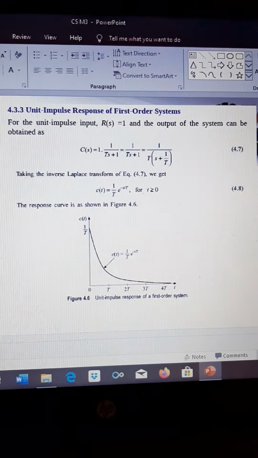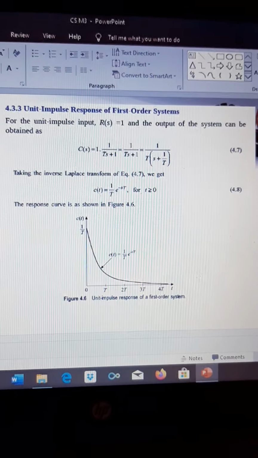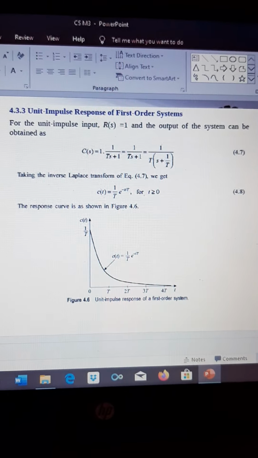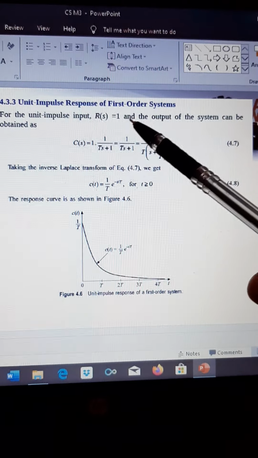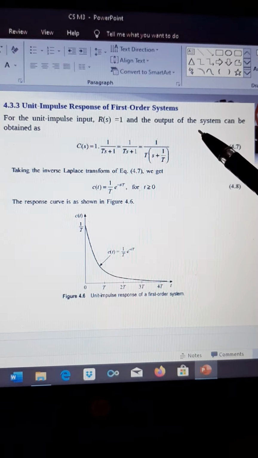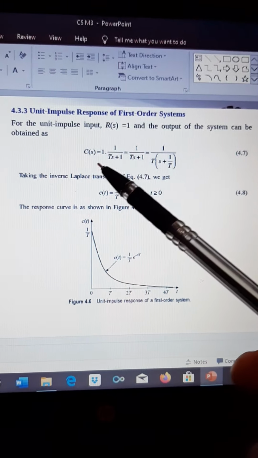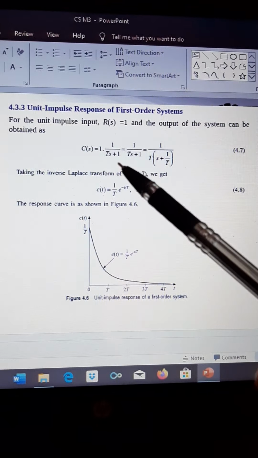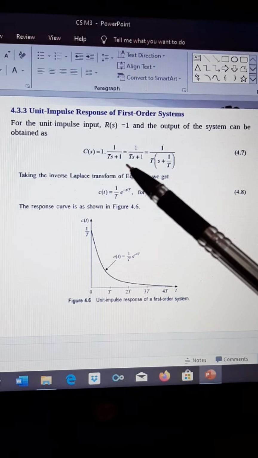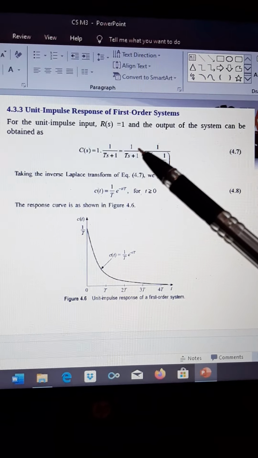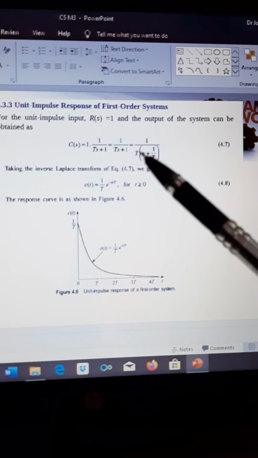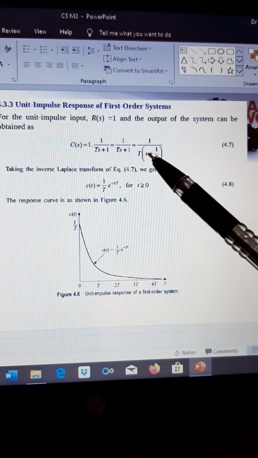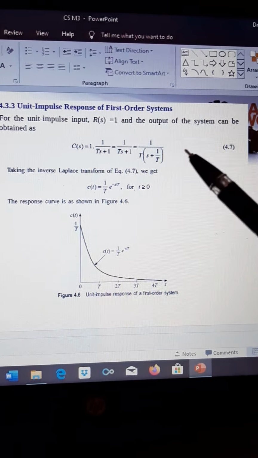Unit impulse response of first order system. For the unit impulse input, R(s) should be 1, and the output of the system can be obtained as C(s) = 1 into 1 divided by Ts plus 1. This can be equal to 1 by Ts plus 1. This can be written as 1 divided by T into s plus 1 by T.